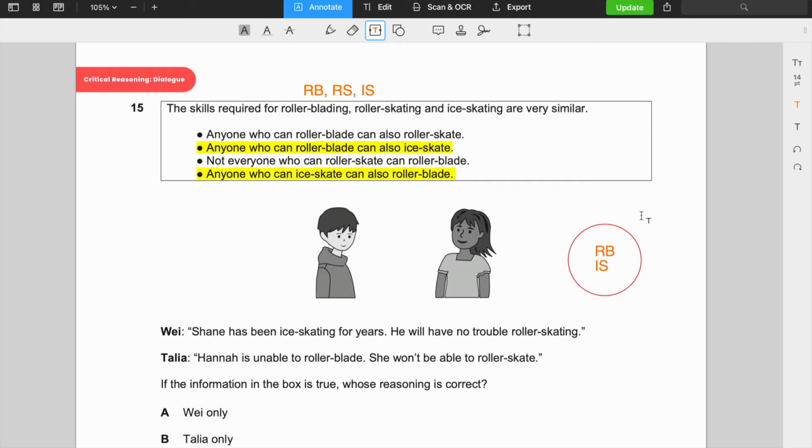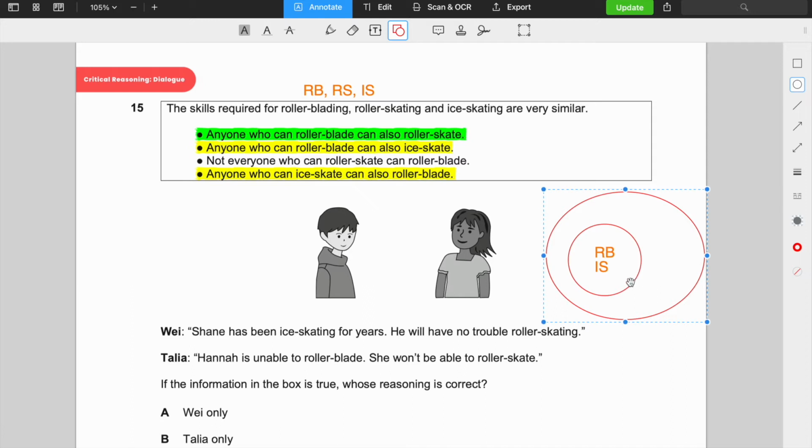There's no need for two circles there, because if there were two separate circles, then that would imply that there are some people who can rollerblade who can't ice skate, or some people who can ice skate who can't rollerblade. So there's just one circle for the two statements in yellow. And then the next statement is anyone who can rollerblade can roller skate. So that's just everyone who can rollerblade can roller skate, so that's going to look like this. Okay, that's it.